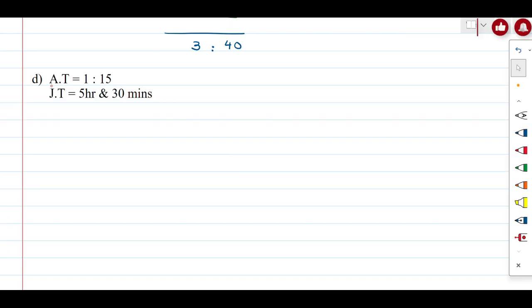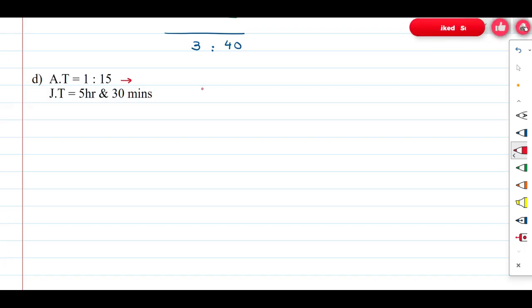Okay. Arrival time is at 1:15. The train arrives at its destination, and the total journey time is 5 hours and 30 minutes. We need to figure out the time when it leaves the station. So first, the most important thing over here, what is 1:15?